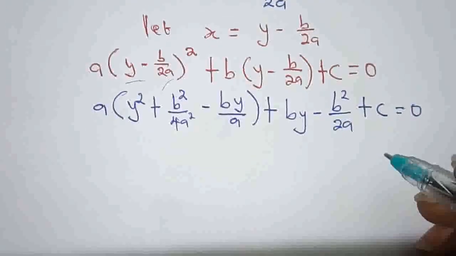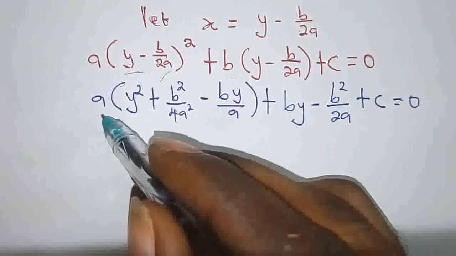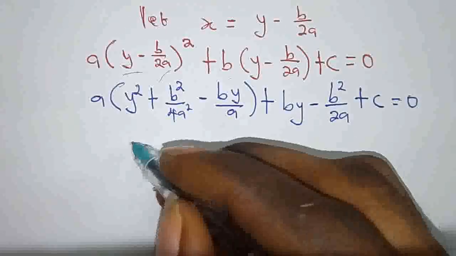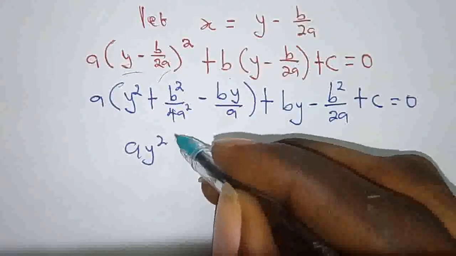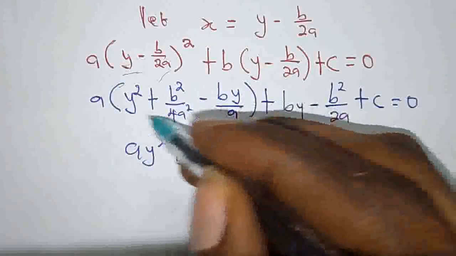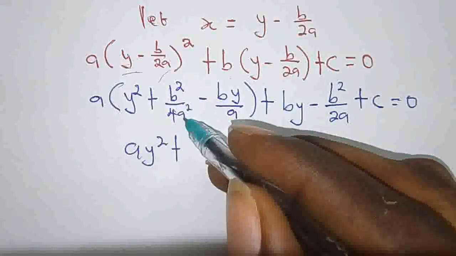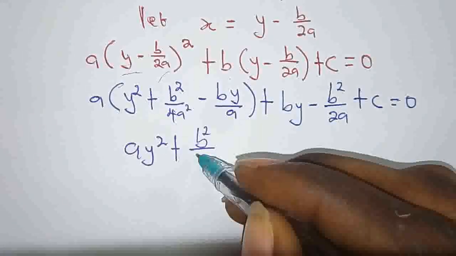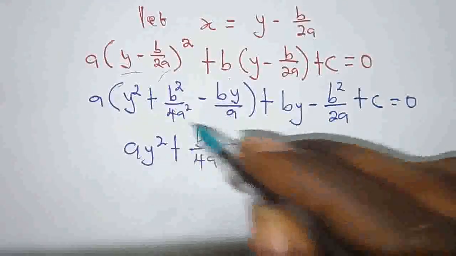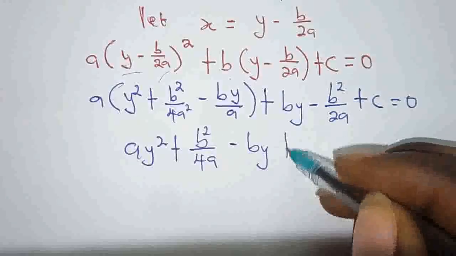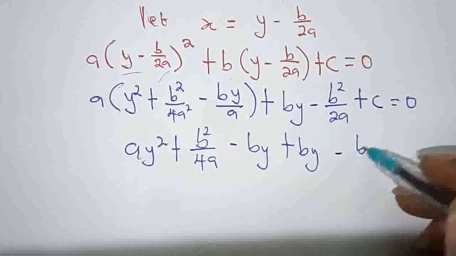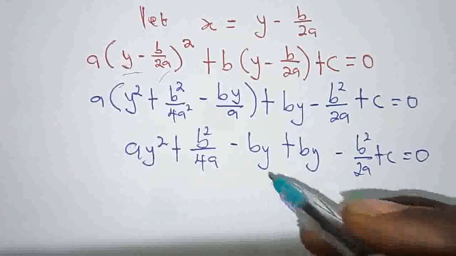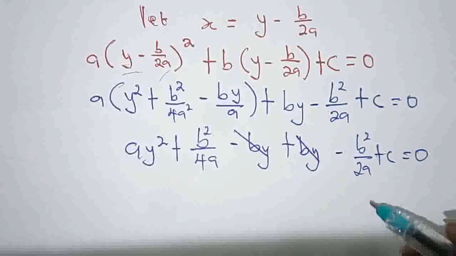Now we're going to open up this bracket using a, and by so doing we have a times y squared here is ay squared, plus a times b squared over 4a squared. A and a cancel out, remaining only a with the first power here, so we have b squared all over 4a, then minus, here a and a get cancelled, by plus by minus b squared all over 2a plus c is equal to 0. Right here we see that this and this get cancelled out.